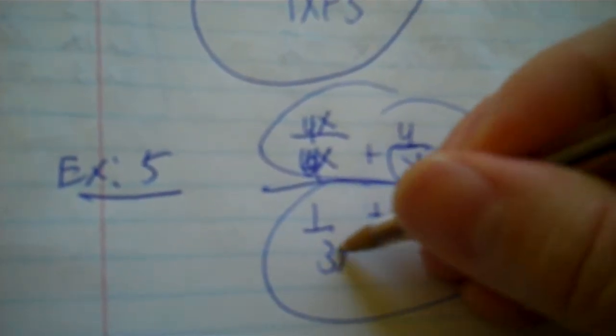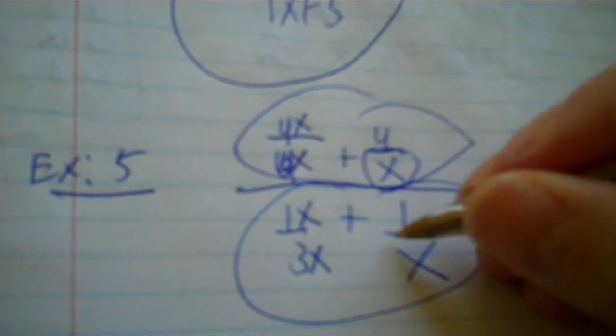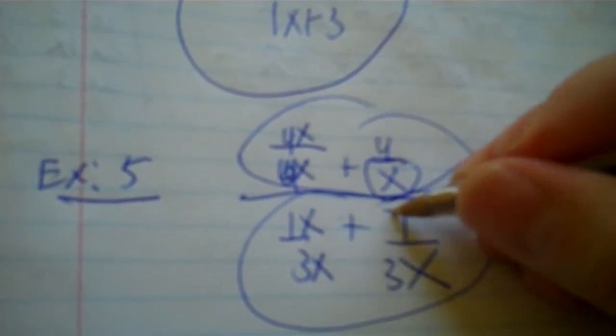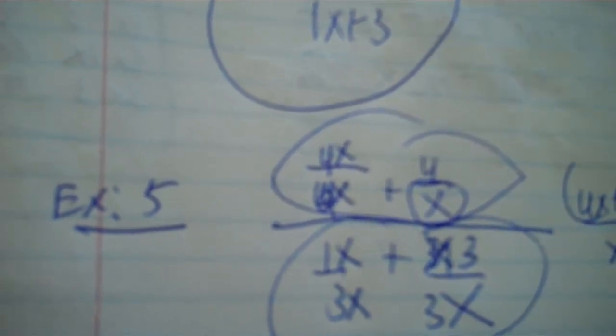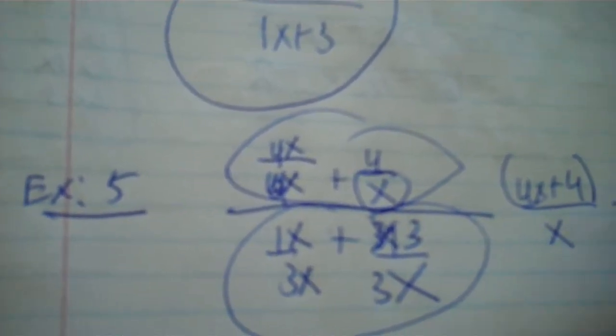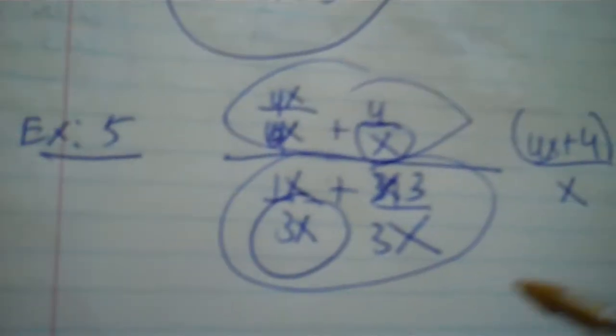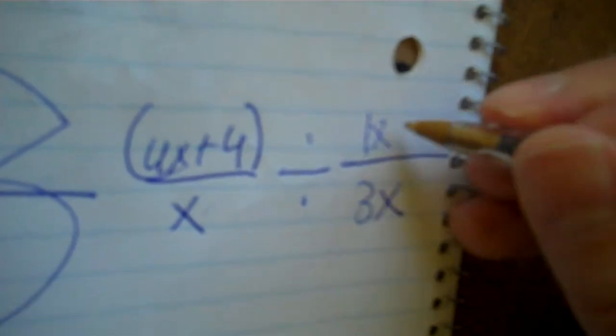Then on the bottom, that has a 3, that has an x, so I'll put an x here and an x here, and a 3 here and a 3 here, but 3 times 1 is 3 then, not 31. You take 3 times 3. Now the bottoms match, so I now have just one fraction with a 3x on the bottom, on top 1x plus 3. Put a parentheses.